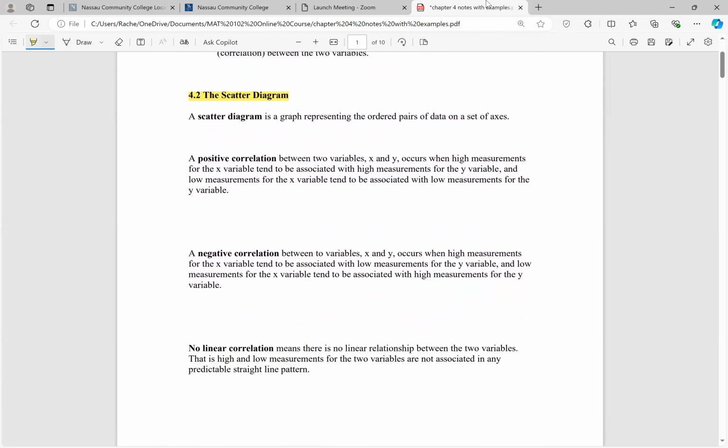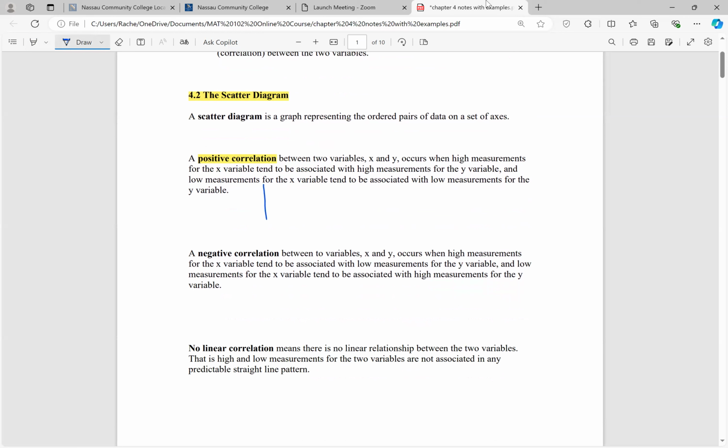So let's start with the positive correlation first. So there exists a positive correlation between two variables, x and y, if high measurements for the x variable tend to be associated with high measurements for the y variable, and low measurements for the x variable tend to be associated with low measurements for the y variable. So I think it's nice to take this statement in words and put it into a picture. So what is this really saying?